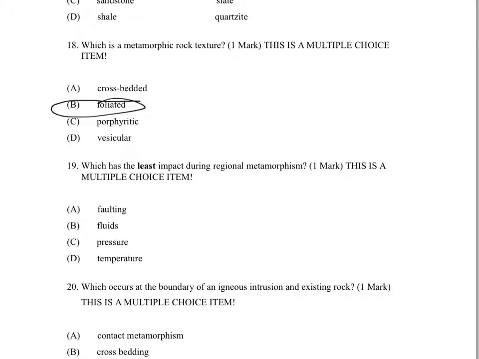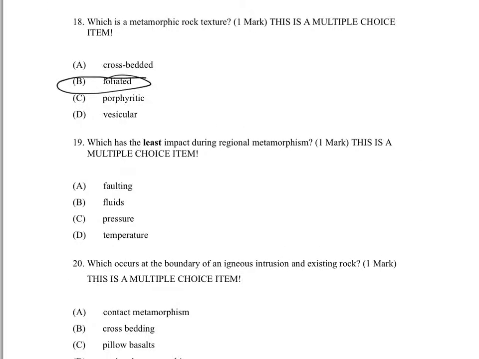Moving ahead, which has the least impact on metamorphism? Well, for metamorphism, you have to have heat, so there's temperature. You have to have pressure, and you have to have hot chemical fluids. Faulting, we never talked about, so that would be the answer to that particular question.